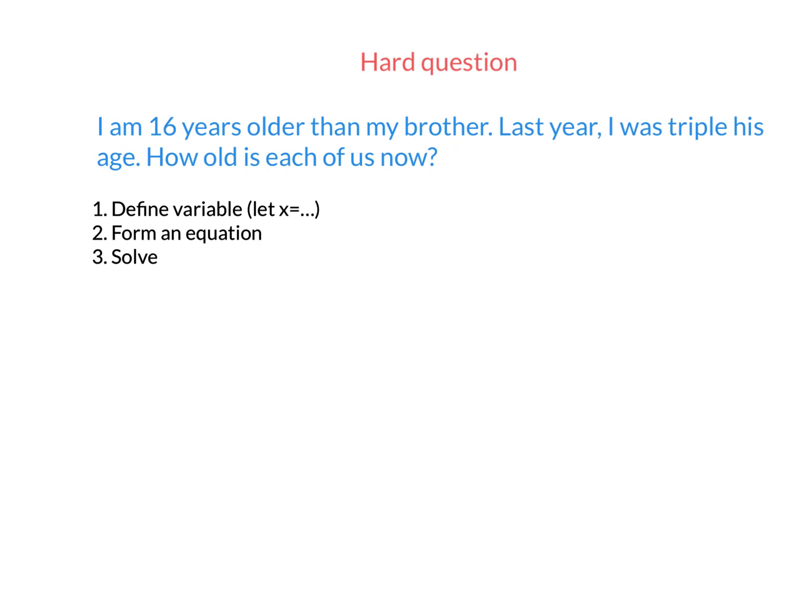I am 16 years older than my brother. Last year I was triple his age. How old is each of us now? So once again, we're finding two quantities: how old I am, how old my brother is. When we're finding two quantities, you just let x be one of the quantities. So I'm just going to let x be my brother's age. Then if my brother is x and I'm 16 years older, then x plus 16 equals my age.